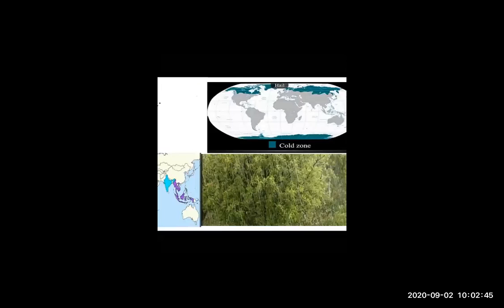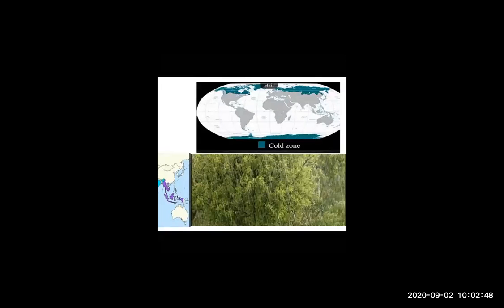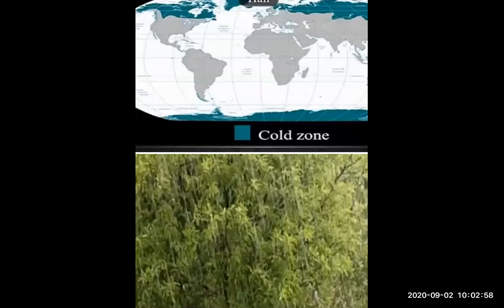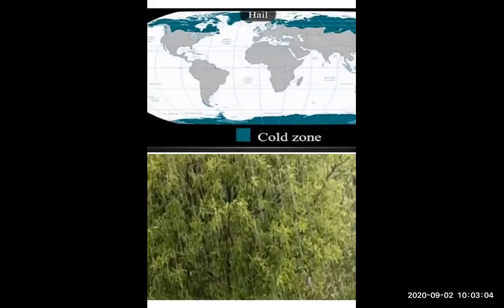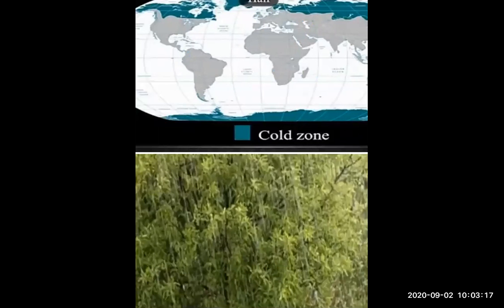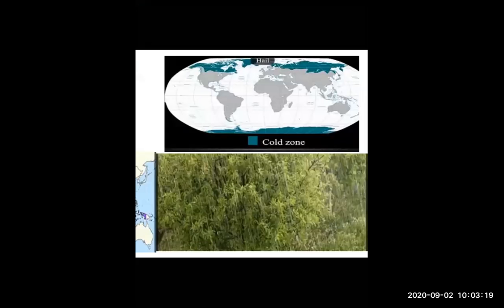And the next is, hail does not occur in a cold zone also because of lack of upward flow. When the air is not able to flow in an upward direction, at that time hails are not formed. So because of that, hails do not occur in higher altitude places. Okay.